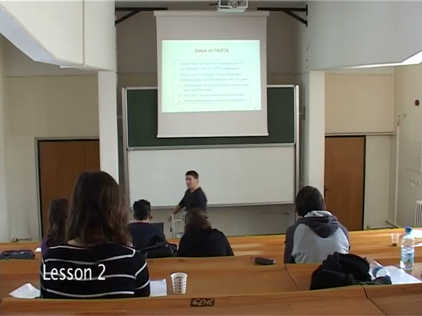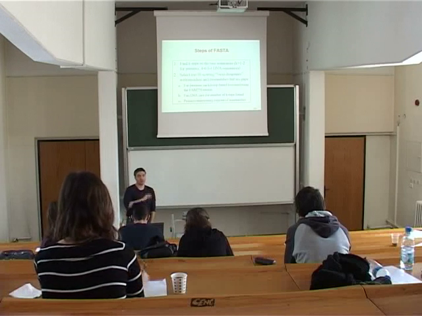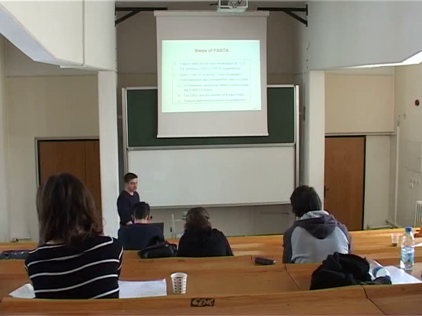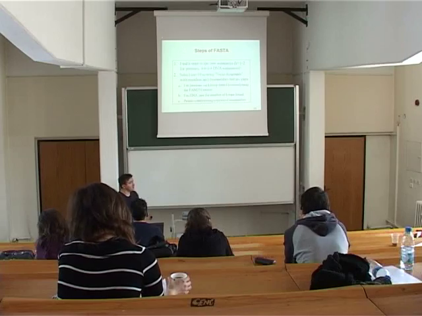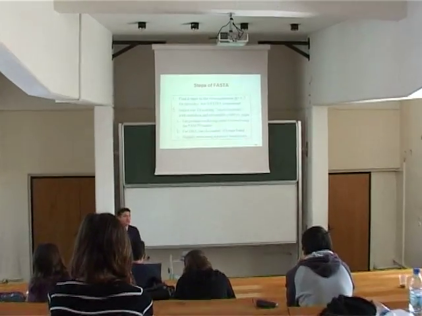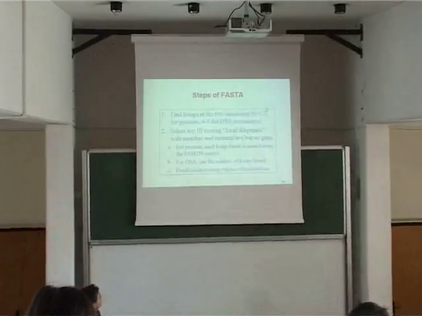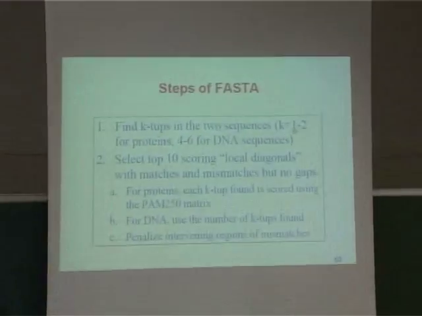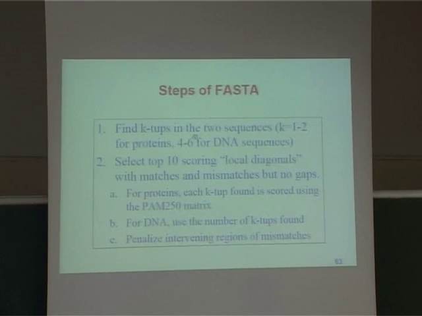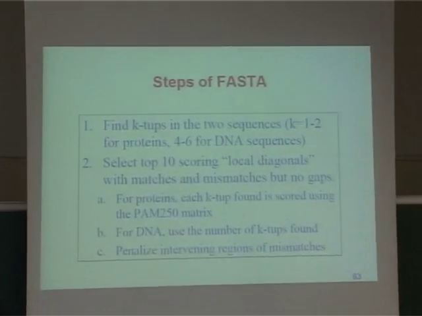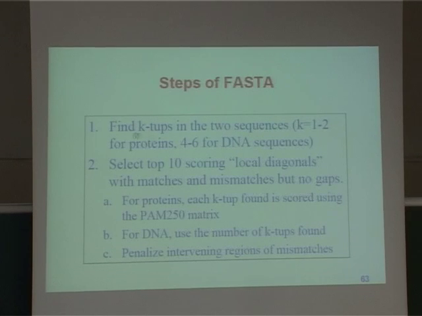So again, without going into the details, I'm going to go over the FASTA algorithm quickly. FASTA, similar to BLAST, starts by looking for certain sub-windows of exact matches. They are called K-tuples. Words of length K are used, so words of length 1 or 2 for proteins and 4 to 6 for DNA sequences. So it finds these exact matches within the two sequences, and it doesn't do an extension similar to BLAST. So it selects these exact matches.